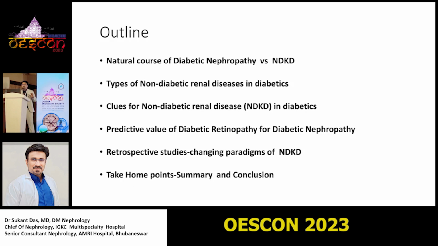My talk would have broad outlines: the natural course of diabetic nephropathy versus non-diabetic kidney disease, the types of non-diabetic kidney disease that we normally encounter, the clues that will take us towards diagnosing a non-diabetic kidney disease, and the predictive value of diabetic retinopathy in a patient with diabetes and kidney disease in predicting whether it is a diabetic kidney disease or non-diabetic kidney disease. Then certain retrospective studies, and the final take-home points that we have here.